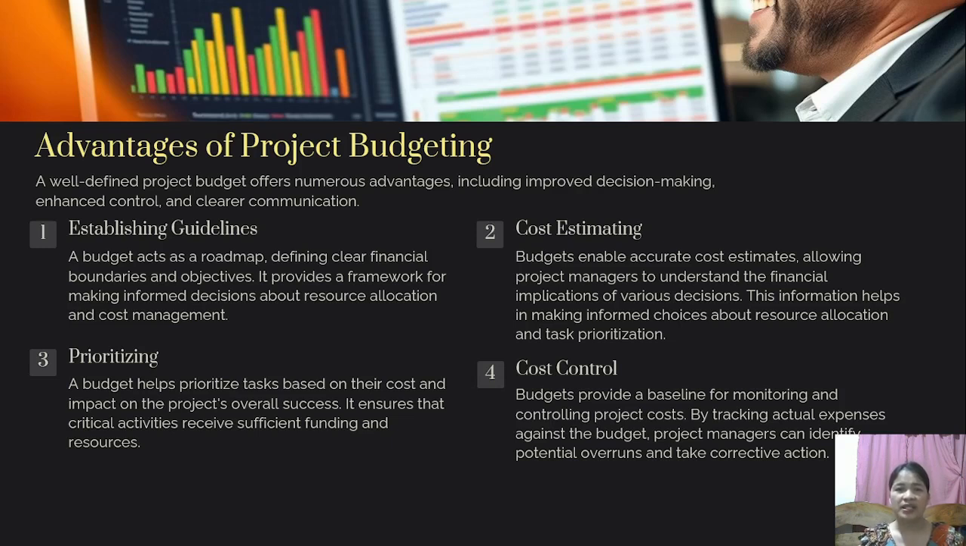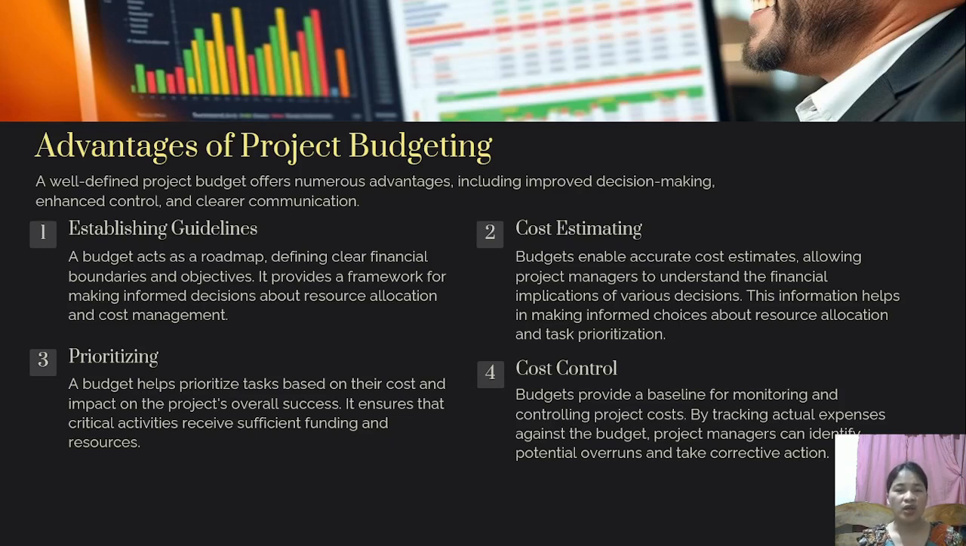Second is cost estimating. So budgets enable accurate cost estimates, allowing financial managers to understand the financial implications of various decisions. This information helps in making informed choices about resource allocation and task prioritization. The third one is prioritizing. So a budget helps prioritize tasks based on their cost and impact on the project's overall success. It ensures that critical activities receive sufficient funds and resources.